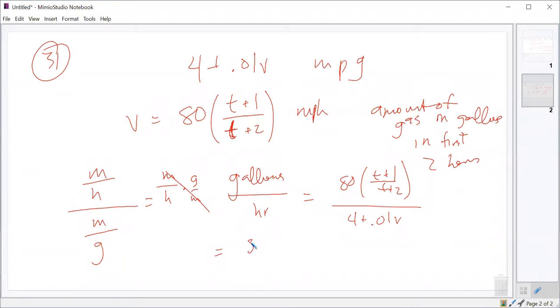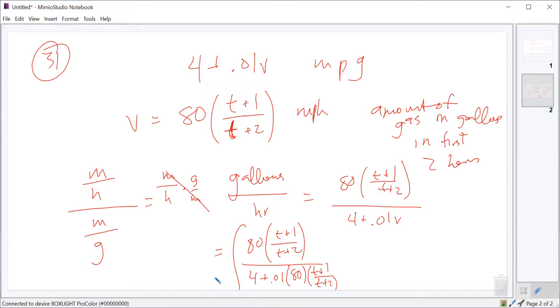So we'll end up with 80 times (t plus 1) over (t plus 2), over 4 plus 0.01 times 80 times (t plus 1) over (t plus 2). And then we'll want to integrate that from 0 to 2. And if it were me, I would use a calculator to do that, because this section said use a calculator when necessary. So I'd use a calculator for it.